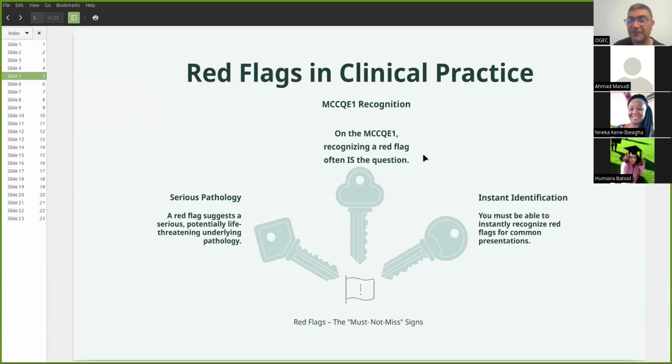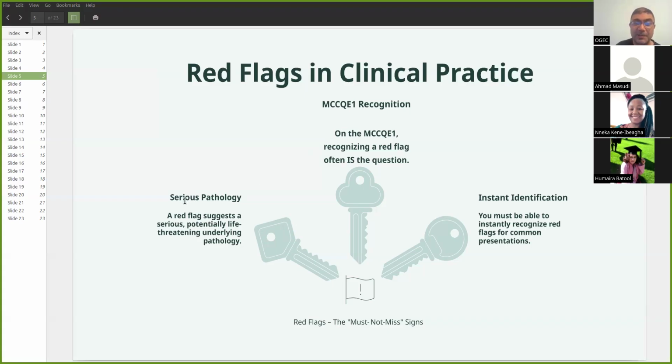For example, if a patient has ischemic heart disease and comes with acute coronary syndrome and the patient is hypotensive, this is a red flag. Or the patient with COPD has a low mental status. The patient's consciousness is compromised. This is a red flag, and so on.